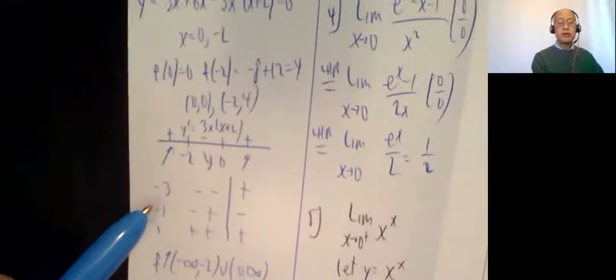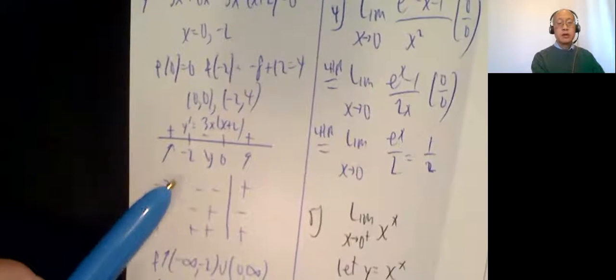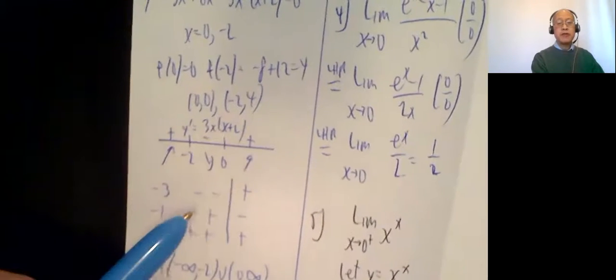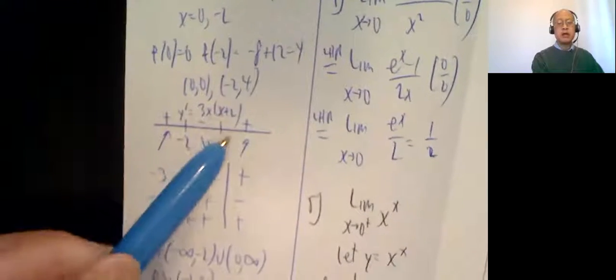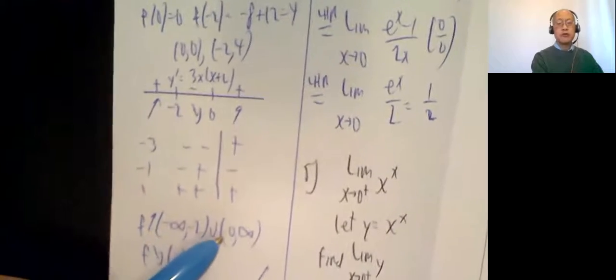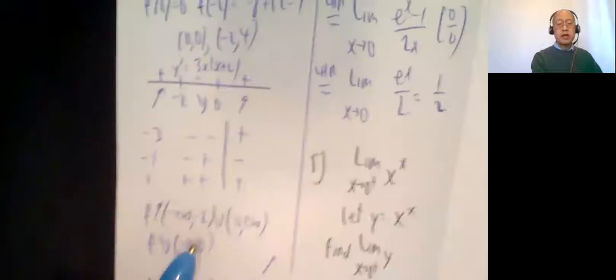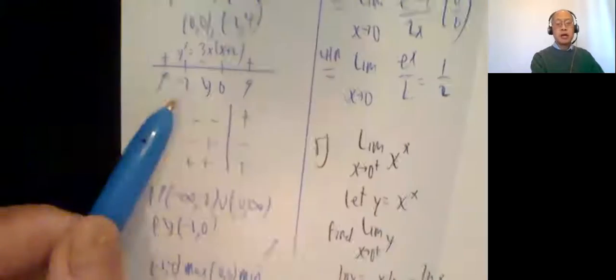Sign chart: I plugged in negative 3, negative 1, and 1. Okay, negative times negative is positive. Negative times positive is negative. Positive times positive is positive. Increasing, decreasing, increasing. F is increasing from negative infinity to negative 2, union 0 to infinity. F is decreasing from negative 2 to 0. That means (negative 2, 4) is a max, and (0, 0) is a min.